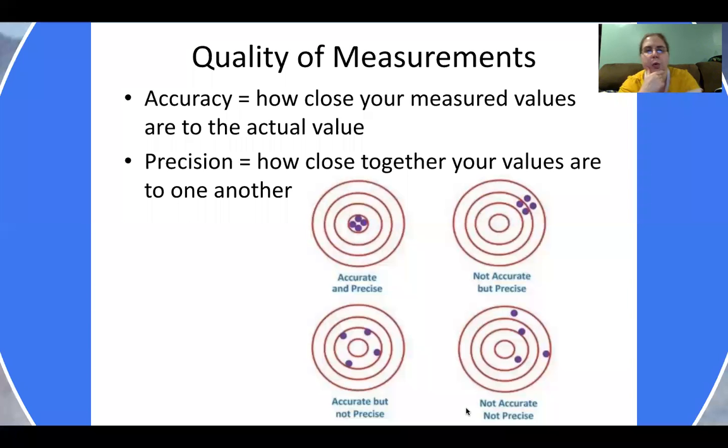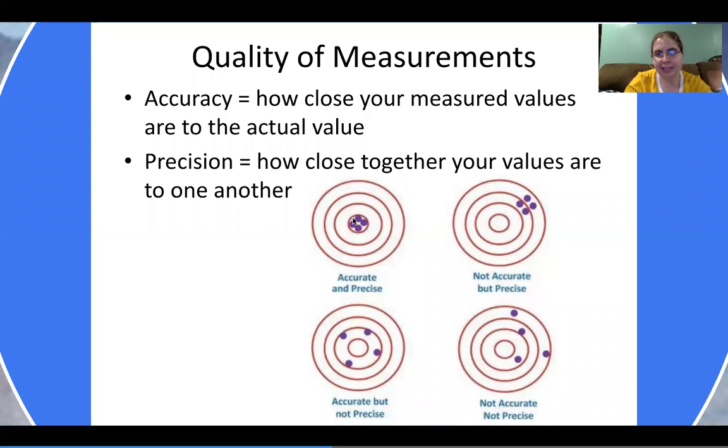Let's talk a little bit about quality of measurements. Accuracy is how close your measured values are to the actual value, versus precision, how close together your values are to one another. So accuracy, how close are they to what they should be, and precision, how close are they to each other. So here we have 4 bullseyes.